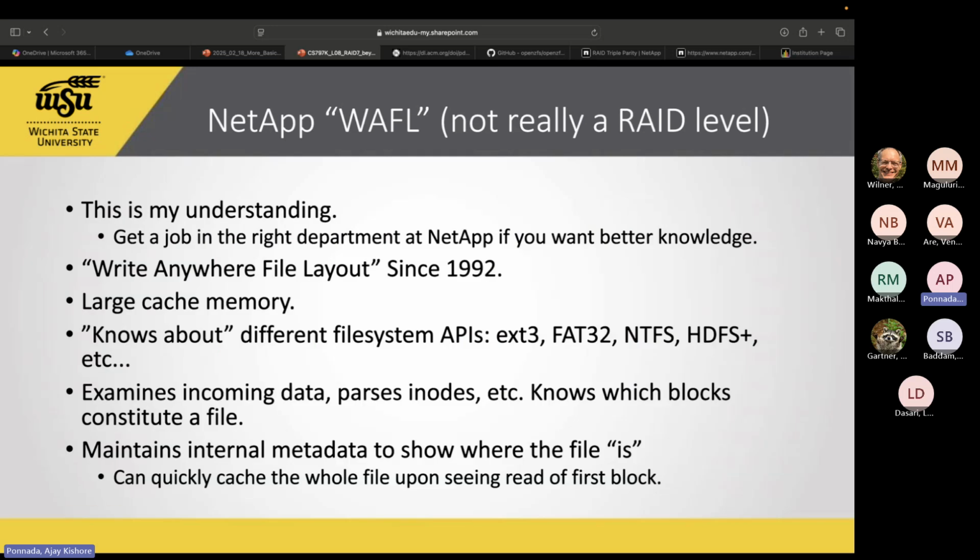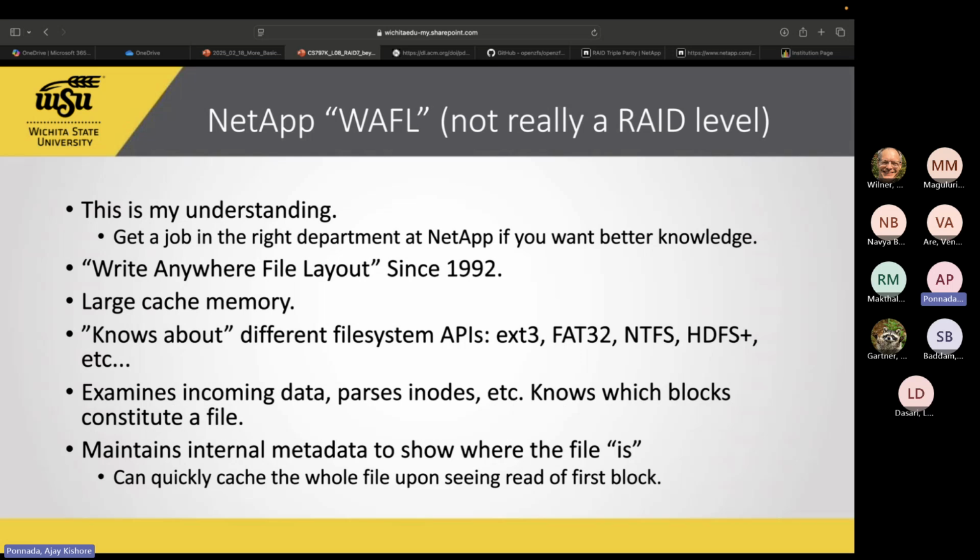NetApp WAFL is not really a RAID level. Instead of conventional RAID, we do have unconventional RAIDs as well. It's not actually RAID, but this is the professor's understanding. Get a job in the right department at NetApp if you want better knowledge. They'll teach you what WAFL is, Write Anywhere File Layout, which has been around since 1992. They will train you properly on WAFL.